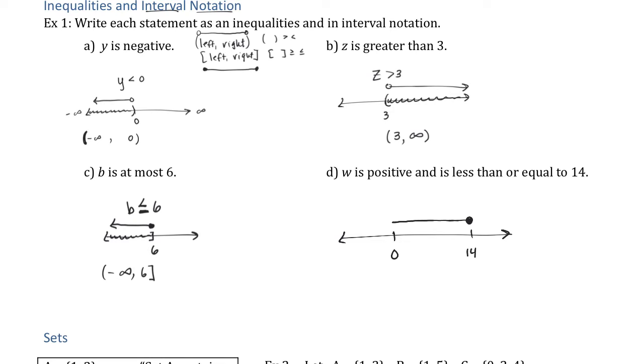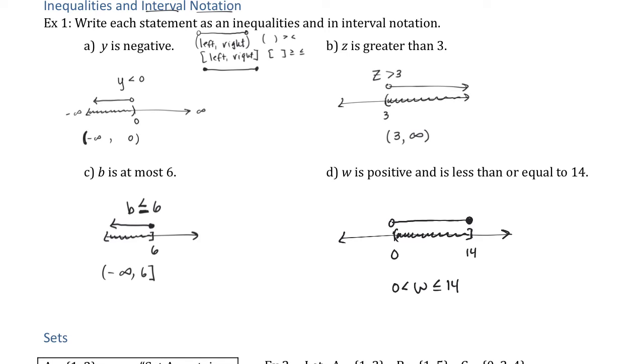Oh, I could have an open circle there. Or you can just do your parenthesis and bracket. So it's positive, so it's greater than 0. So it goes from 0, it's greater than 0, or less than or equal to 14.